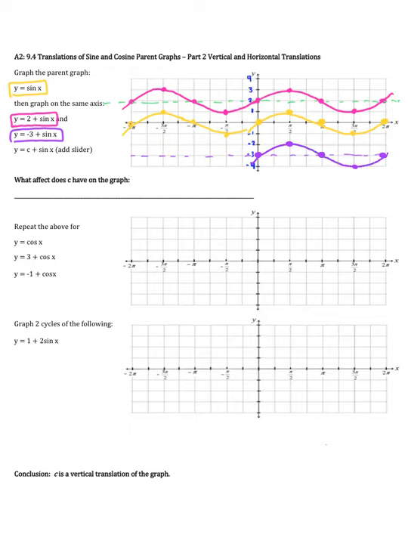So it doesn't change your graph at all. All it does is lift it up. So that's why it is a translation. It just picks the graph up and moves it up or down depending on what that value is.